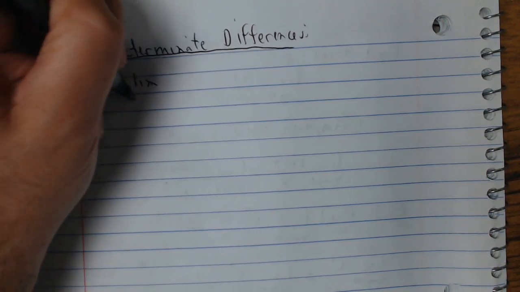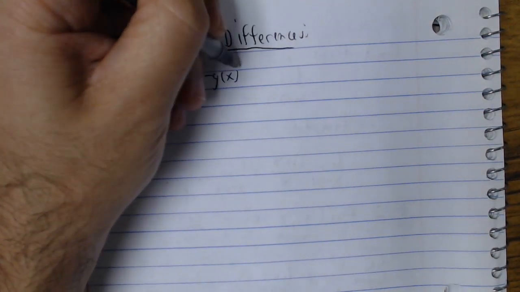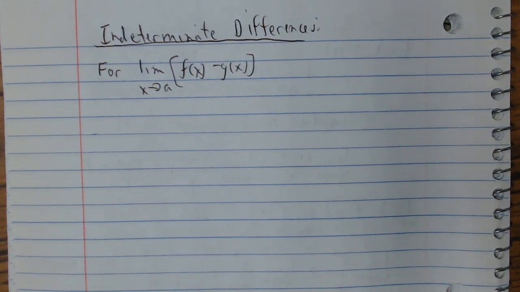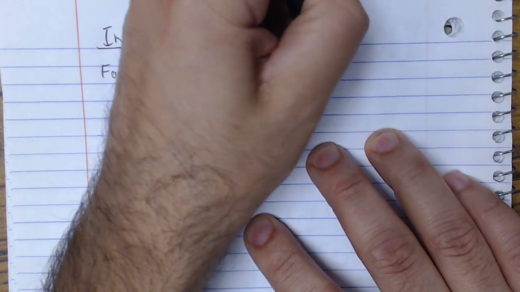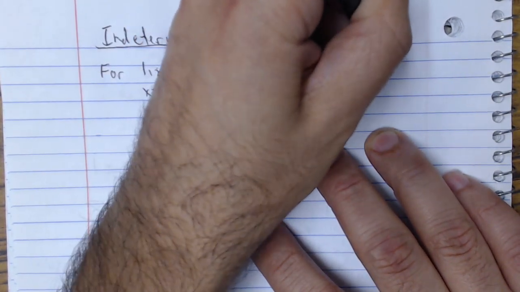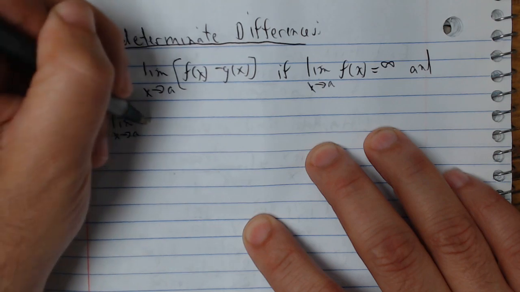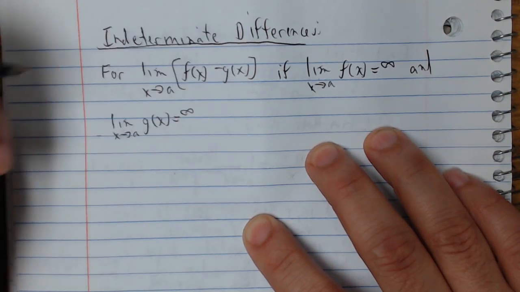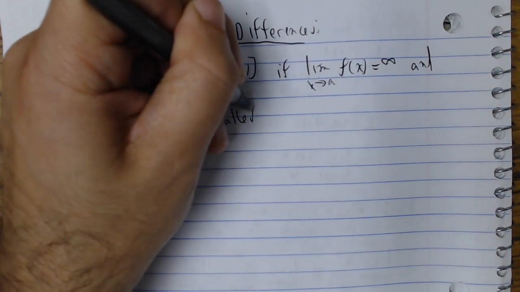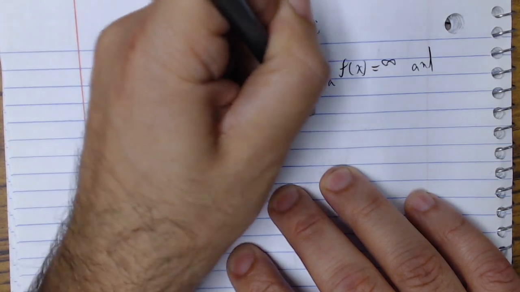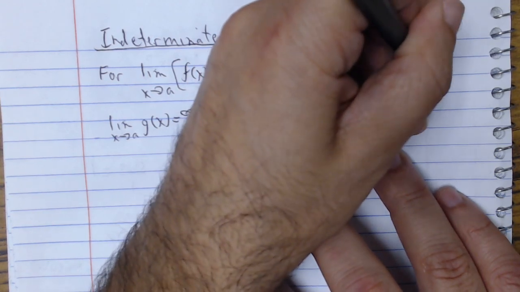For the limit as x approaches a of f of x minus g of x, if I have this limit, what we could say is if the limit as x approaches a of f of x is infinity, and the limit as x approaches a of g of x is infinity, this is called indeterminate of type infinity minus infinity.